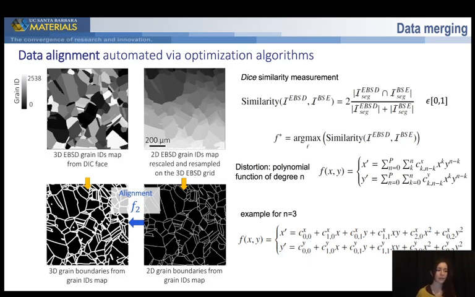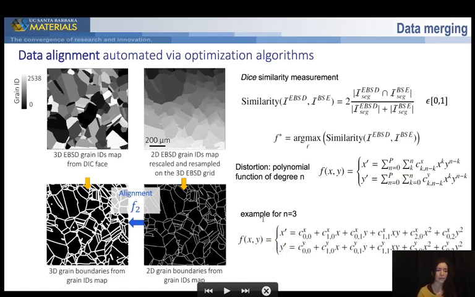In collaboration with a French laboratory called INRIA, we have been using machine learning and multivariable optimization routines to align complex data automatically. We define a similarity parameter between the two datasets we want to merge and use an algorithm that will try out a variety of distortion compensation functions. And we choose polynomial functions for their versatility.